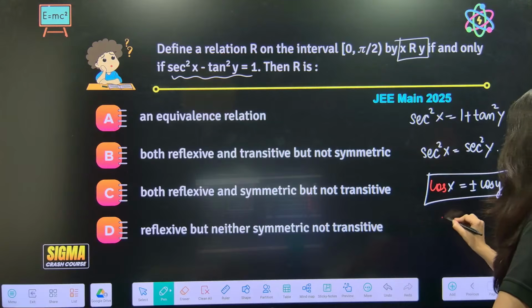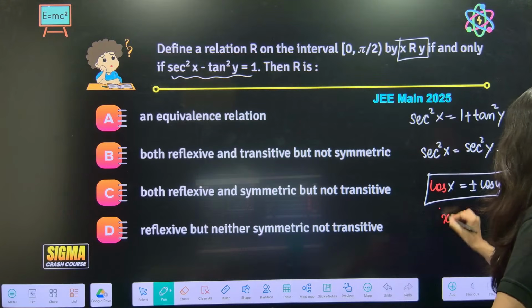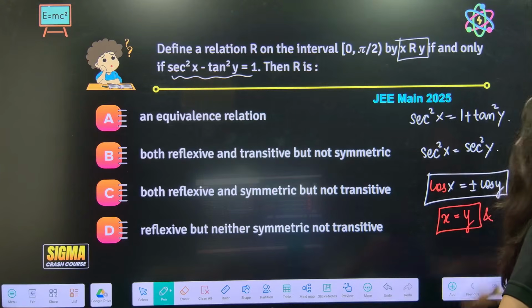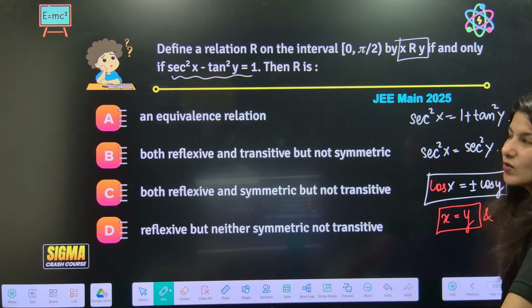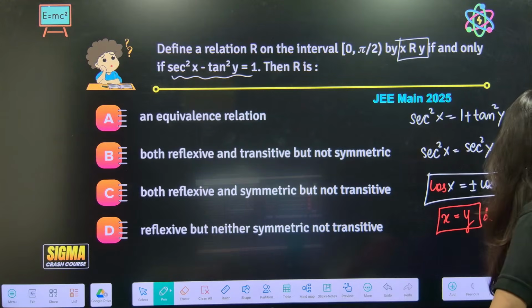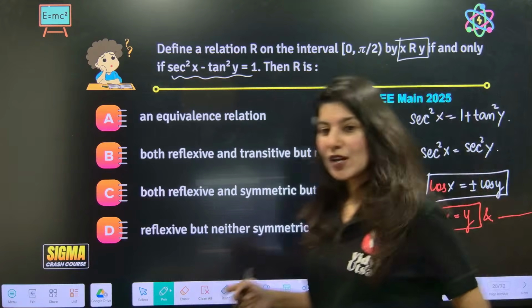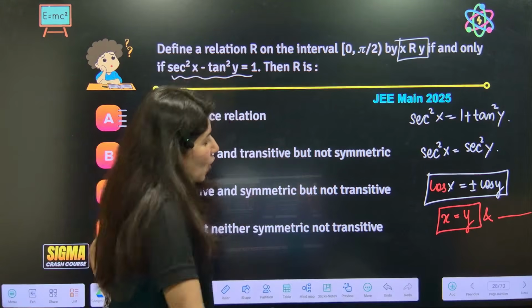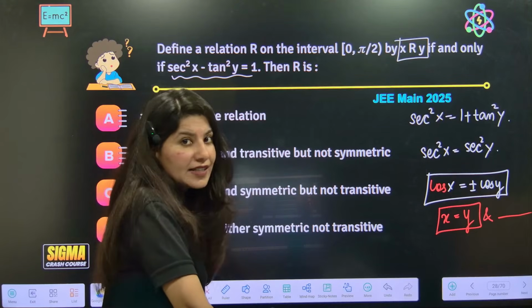So what does that mean? Either x is equal to y, or cos x is equal to minus cos y. Anyway, one more condition will be there. Now we need to check whether it is reflexive or not. So understand if it is reflexive or not.